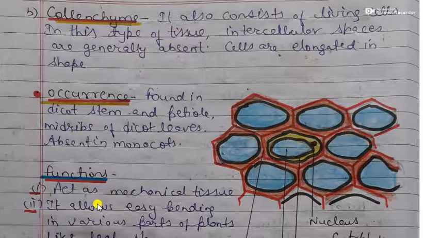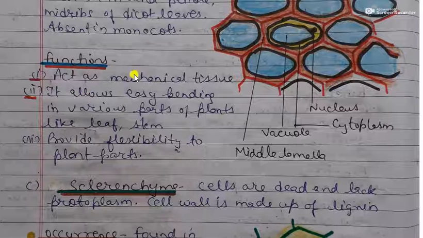Now what is the function of collenchyma? Collenchyma acts as a mechanical tissue. It provides support to the plant. It allows easy bending in various parts of plant like leaf and stem. You must have seen that when we fold the leaf of the plant, to some extent it will get folded, but after that it will break. So that easy bending is due to the presence of collenchyma.